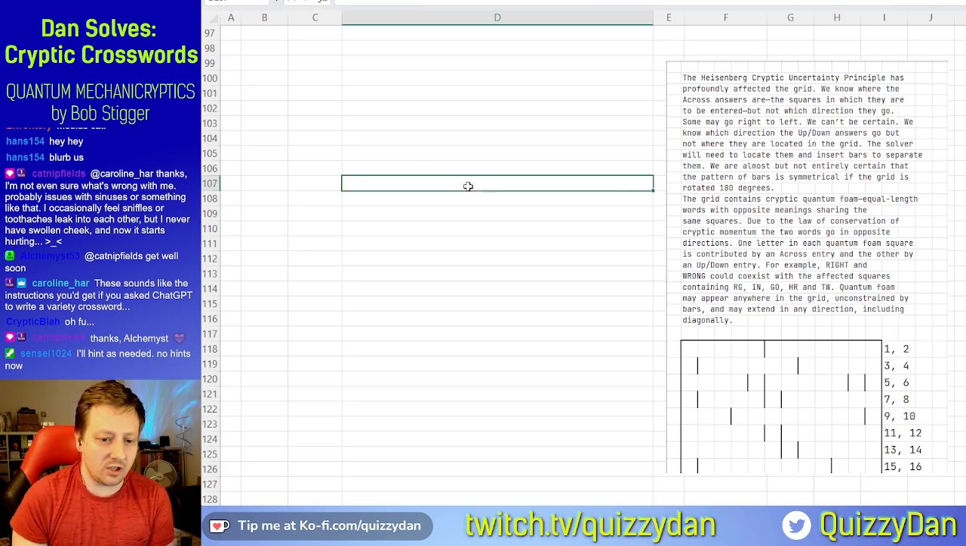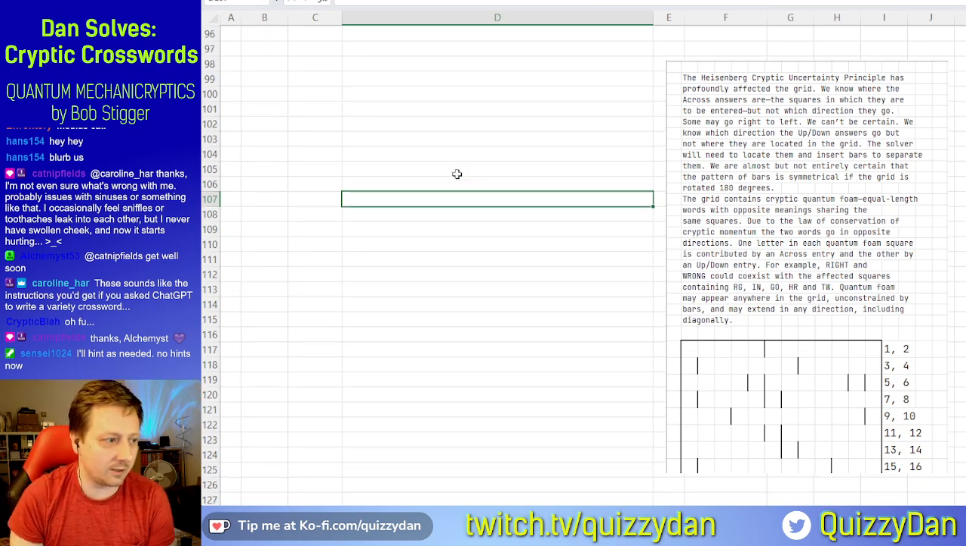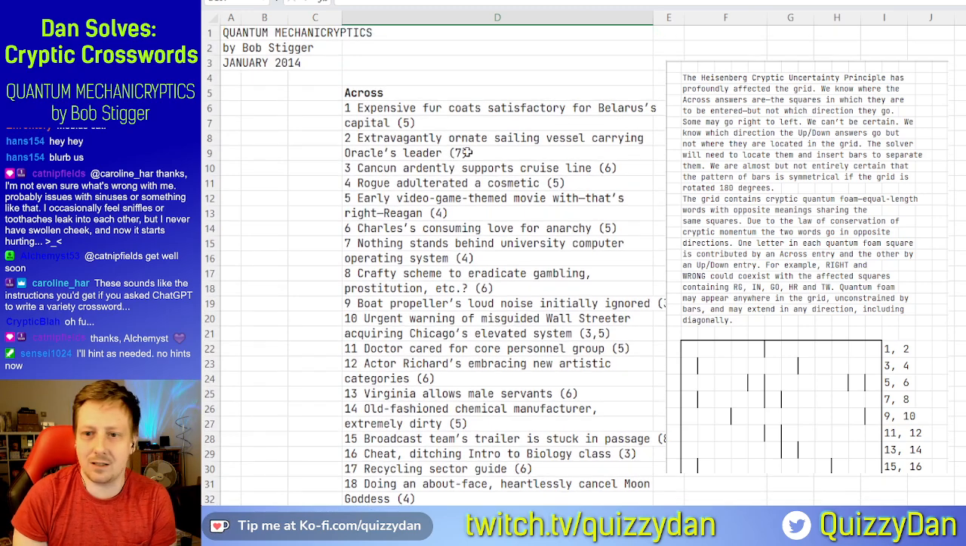I'm going to start with the acrosses, because at least we know where they go. I'm going to input them all probably forwards until we start to get a feel for, oh, this one probably goes backwards, because then we get some nice downs, because of course downs we can't put in the grid. So acrosses, we're going to start with. Good luck everyone, this is by Bob Stigger.